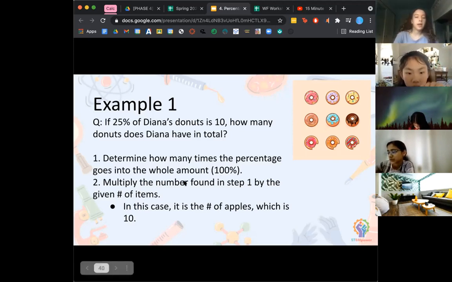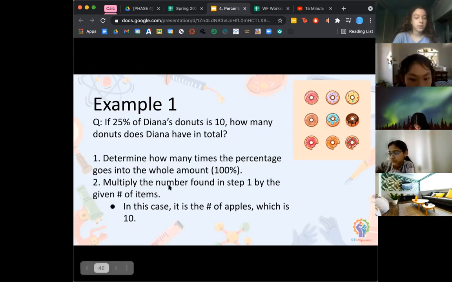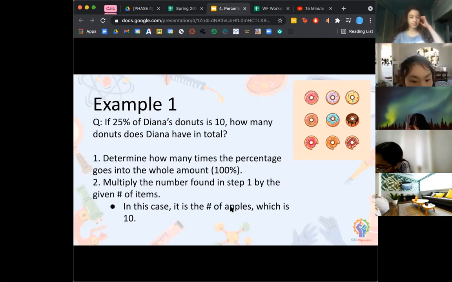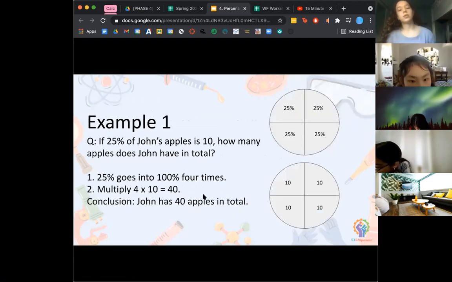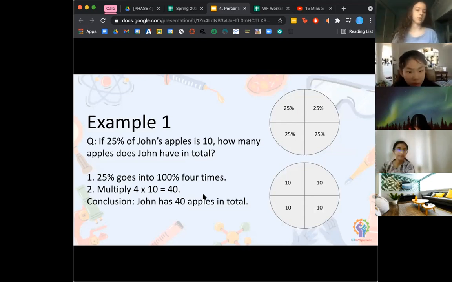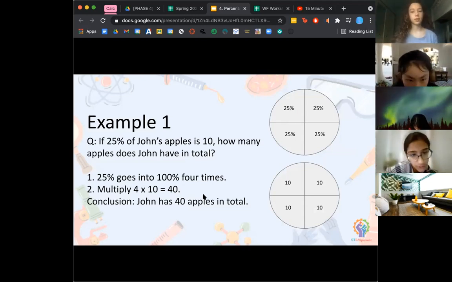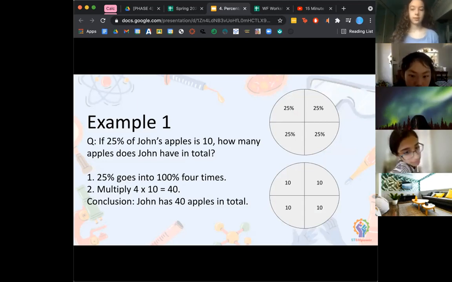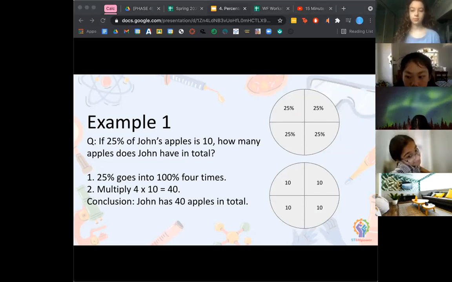And then you multiply the number you found in step 1 by the given number of items, which is 10 in this case. This should be donuts, not apples. So this is the same question, but with apples. If 25% of John's apples is 10, how many apples does he have in total? 25 goes into 100 4 times, and then you multiply 4 by 10 and you get 40. He has 40 apples in total. All right, any questions?